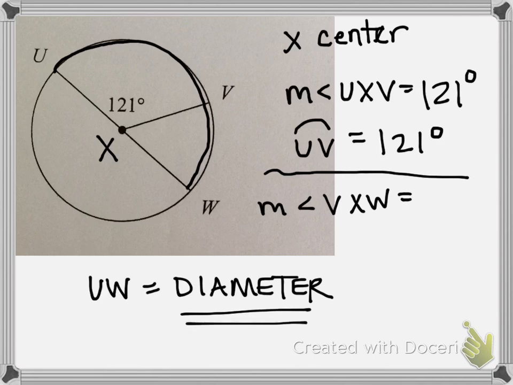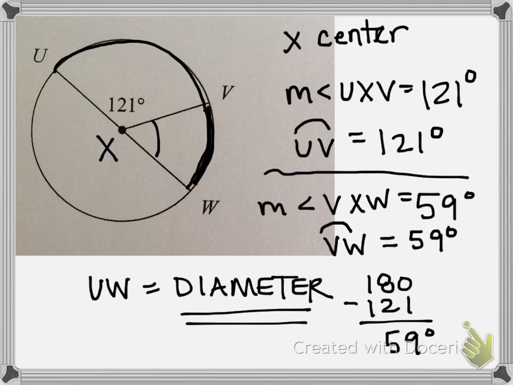So I'm going to take 180 degrees and subtract 121. That will give me my answer for this angle, but also this arc. So the measure of angle VXW is 59 degrees. Also the arc VW is 59 degrees.